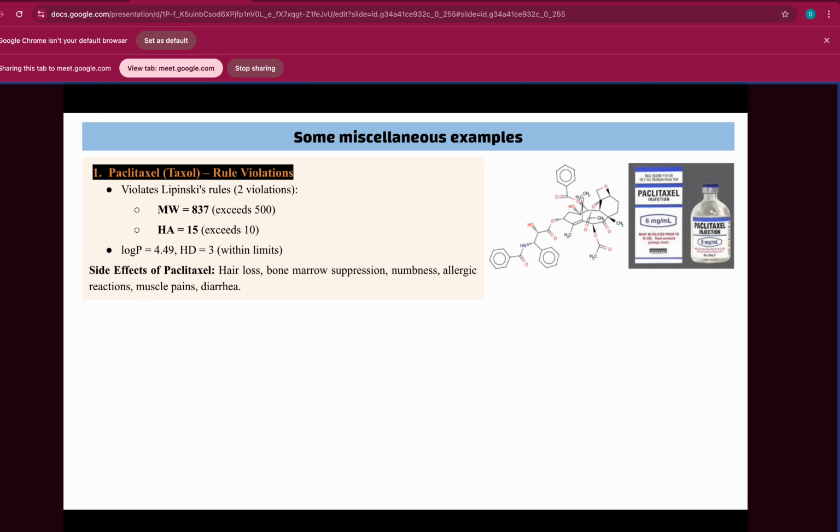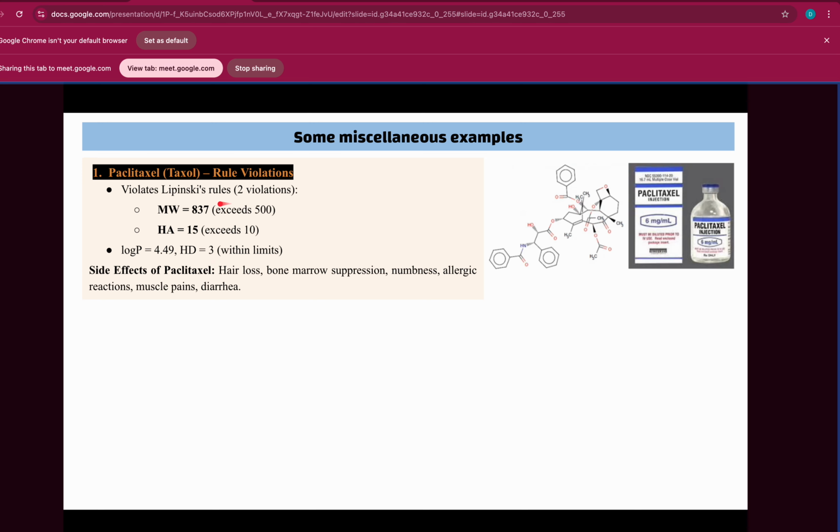And then there are certain examples such as paclitaxel or Taxol. There were some rule violations in this particular drug. This violated 2 rules of Lipinski. First one was molecular weight. Its molecular weight was 837, which exceeds 500, and its hydrogen acceptors were 15, which exceeds 10. Whereas its log P value was 4.49 and hydrogen donors were 3, which both were satisfied.